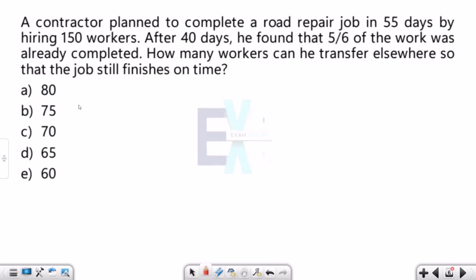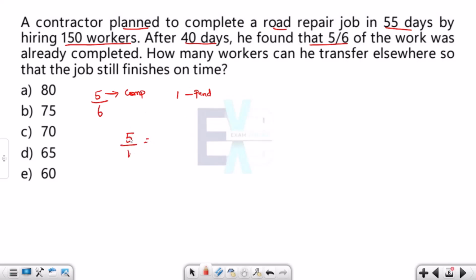Next, a contractor planned to complete a road repair job in 55 days by hiring 150 workers. So after 40 days, he found that 5 by 6 of the work was completed. See, that is, out of 6 work, 5 work was completed. So how much work remains? 1 work. Okay. So this is completed work and this is pending work. So completed by pending is 5 by 1.